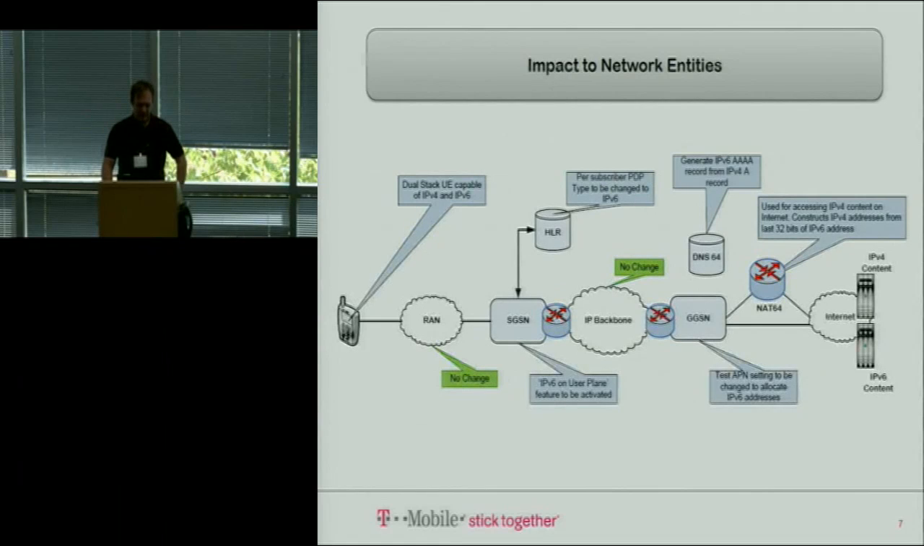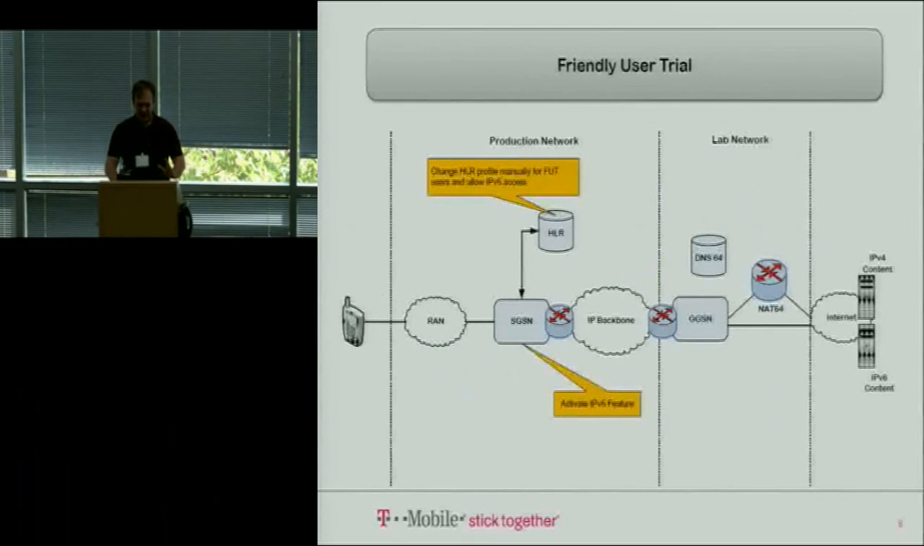So, a quick diagram about how this all works: cell site, radio access network, SGSN. It's kind of detailed, but the idea is that here's my friendly user trial network. Everything to the left, where it says RAN, SGSN, IP backbone, notice that there's not really a lot of changes there.